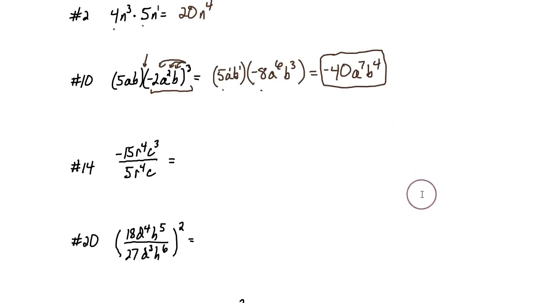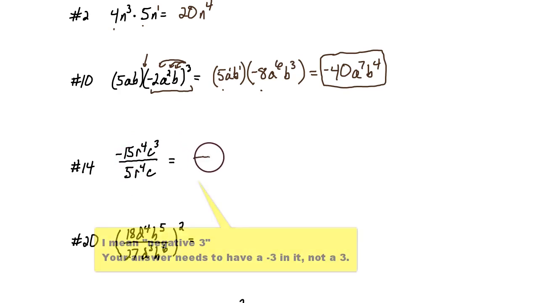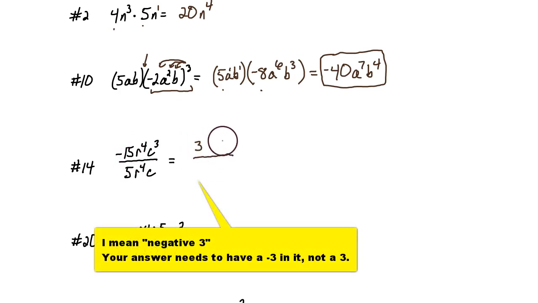Number 14 is a division problem. Let's start with our numerical coefficients. Negative 15 divided by 5 makes a negative 3. Now the variables. R to the fourth divided by r to the fourth cancels away. Another way to think of that is subtracting the exponents. 4 minus 4 makes a 0, but r to the 0 is just equal to a 1.